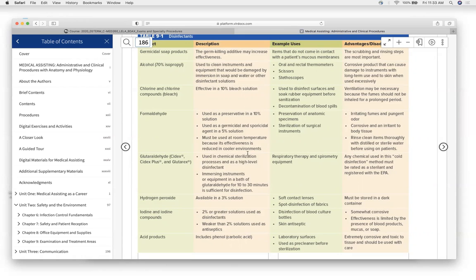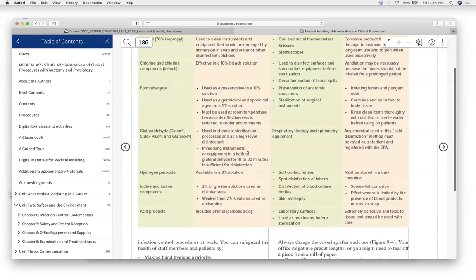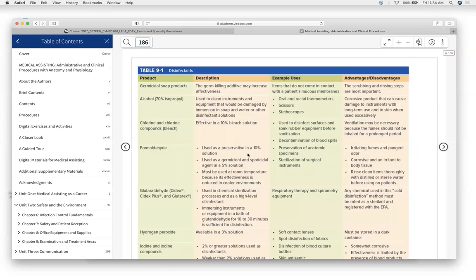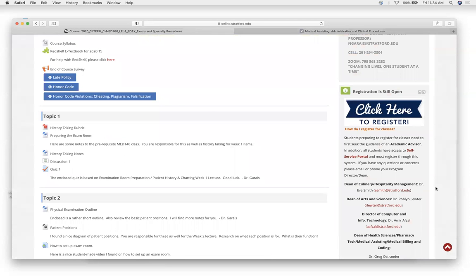All of this stuff is no bueno for your skin or your mucosal lining, or your eyes. So when you're dealing with any of this stuff, you not only have to glove up, mask up, face shield, and/or goggles, okay? And this chart can be found in table 9-1, page 186, okay?